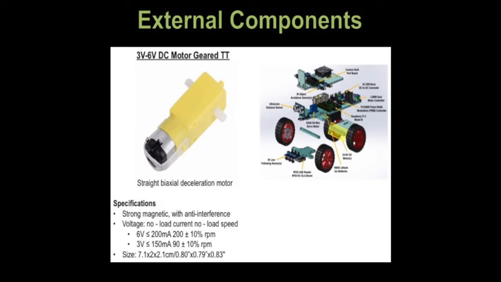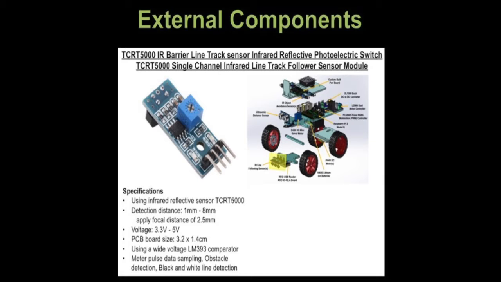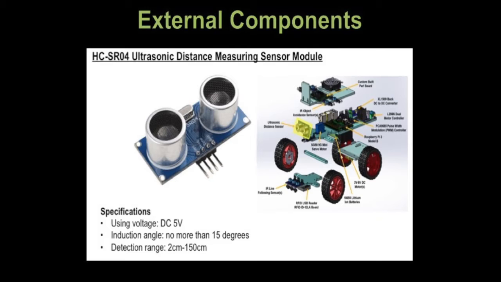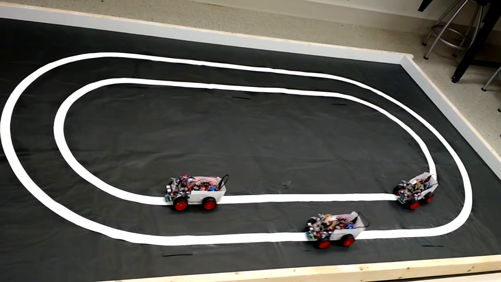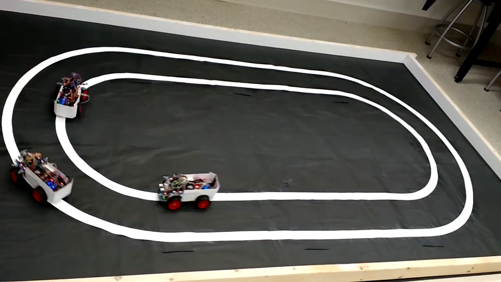The external components to these devices are the 6-volt DC motors which drive the back wheels, the SG Mini servo which directs the steering, the infrared line sensors which read light versus dark colors, the infrared object avoidance sensors which detect obstructions, the ultrasonic sensor which determines object distance, and the RFID scanner reads RFID tags underneath each lane and determines location based upon each card read. The combination of these sensors and controllers allows the autonomous vehicles to navigate their environment effectively.